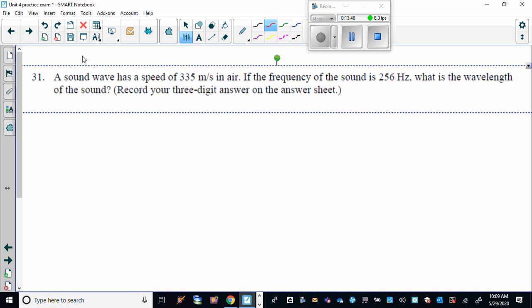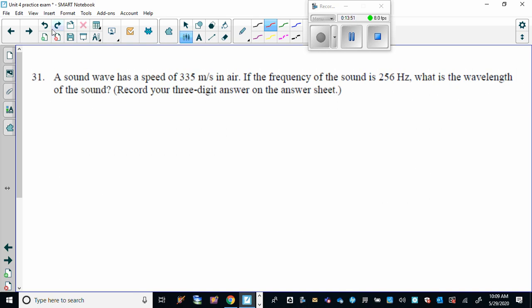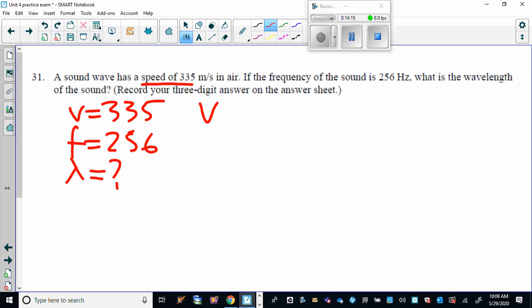Number 31. A sound wave has a speed. What? Did we miss a question? Oh, no, we didn't. No, sound wave has a speed of 335 meters per second. The frequency of sound is 256. What is the wavelength? Really simple. Speed, frequency, wavelength. Universal wave equation. Divide the two numbers, 1.31. Is the answer number 31.